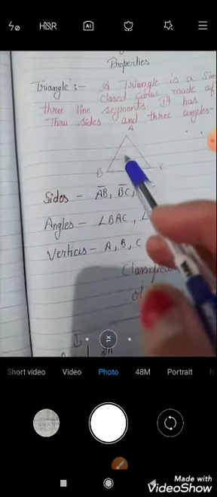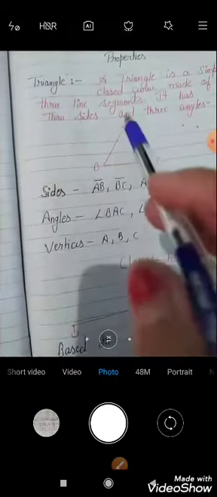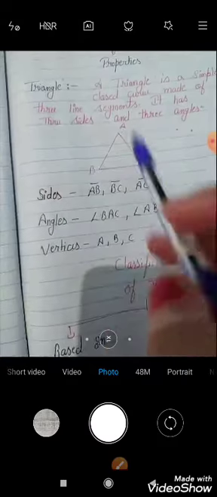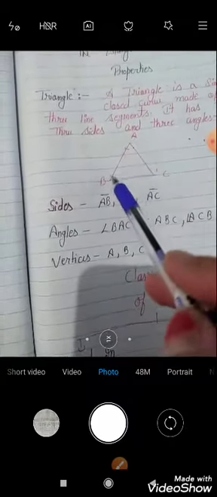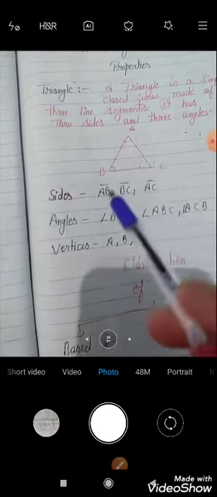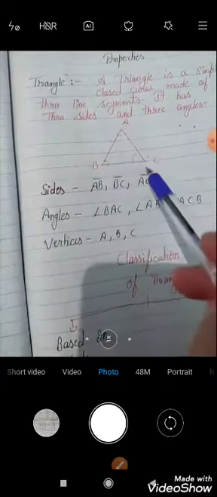So ABC forms a triangle in which the 3 sides are side AB, side BC and side AC. The 3 angles are angle A, angle B and angle C. The 3 vertices are vertex A, vertex B and vertex C.